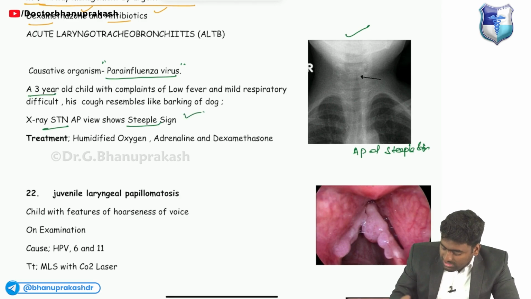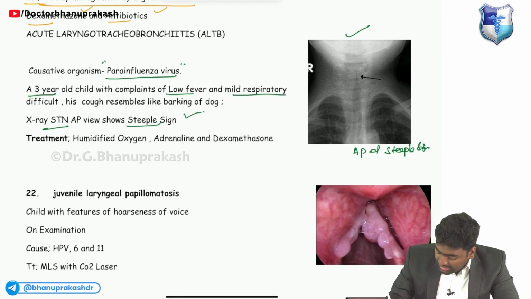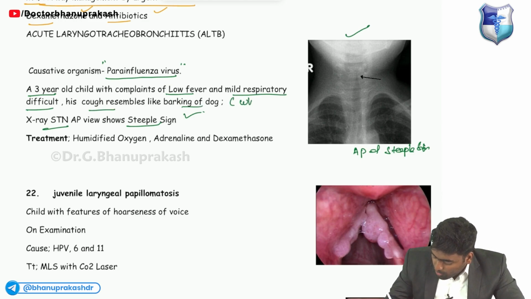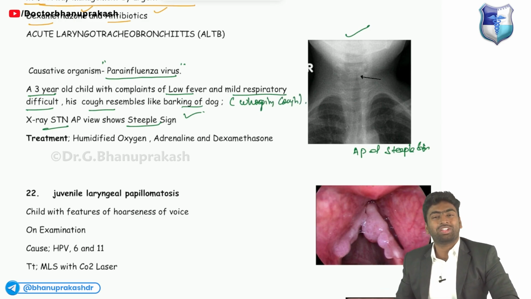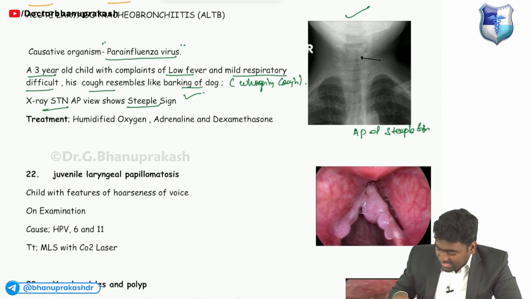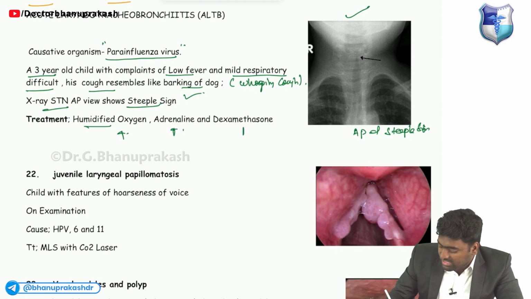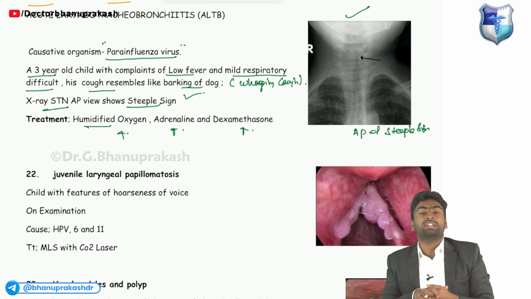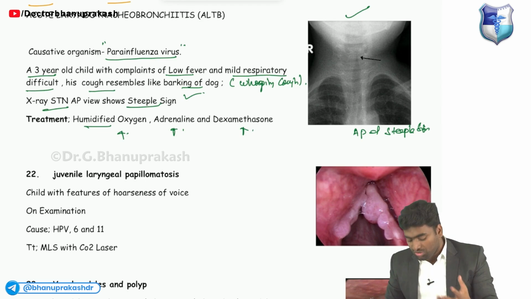A 3-year-old child will be complaining of low-grade fever, mild respiratory difficulty, and a cough resembling the barking of a dog. It will be seen in a case of acute laryngotracheobronchitis, also known as croup. Here the treatment will be humidified oxygen, adrenaline, and dexamethasone. As it is a viral infection, mostly we will avoid antibiotics unless there is a secondary infection or secondary complications.